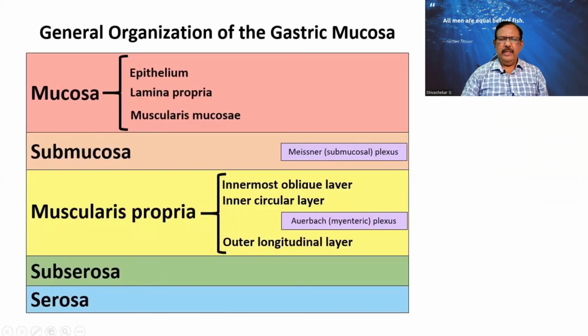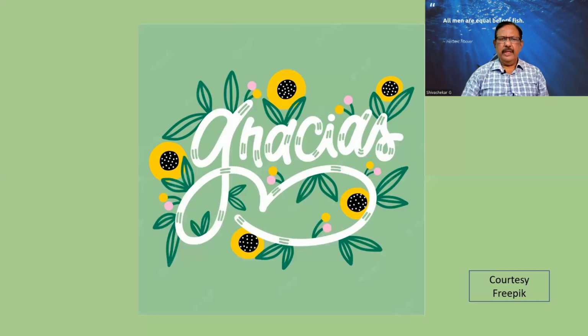So this is the repeated history. Mucosa, submucosa, muscularis propria, and then subserosa and serosa. So muscularis mucosa is superficial. Muscularis propria means proper muscle, which will be the inner circular and the outer longitudinal. I hope things are clear to you.